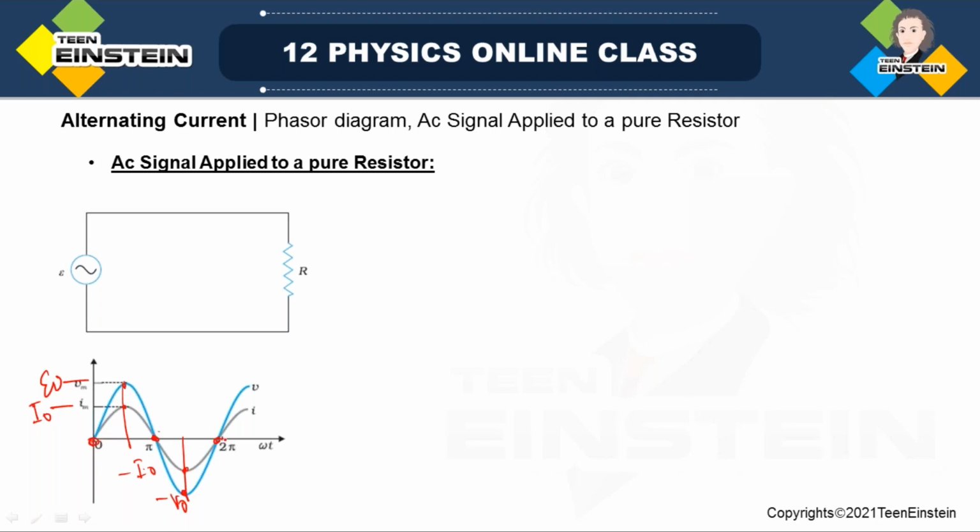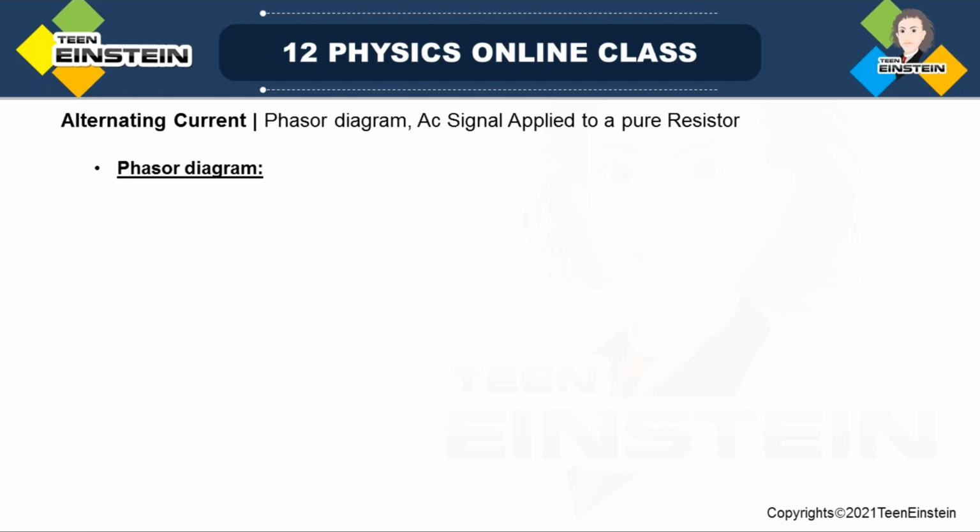And these are 0, see 0, 180 and 360. These points have 0 values for both the signals. So E is equal to E0 sine omega t and I is equal to I0 sine omega t. These are the expressions for the current and voltage in case of AC in a pure resistive circuit.